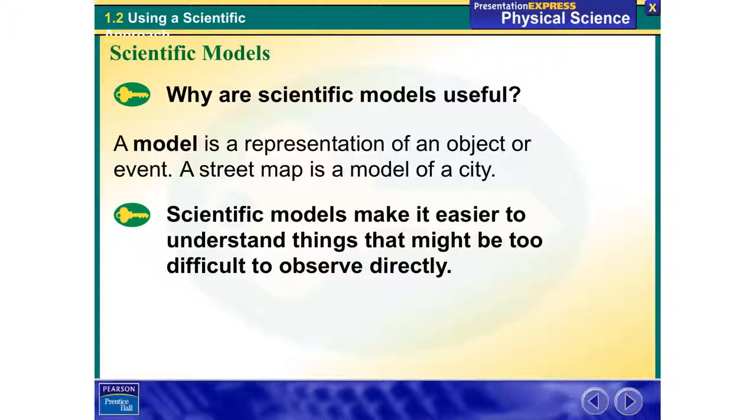A model in science is a representation of an object or event. A street map is a model of a city. Scientific models make it easier to understand things that might be too difficult to observe directly.